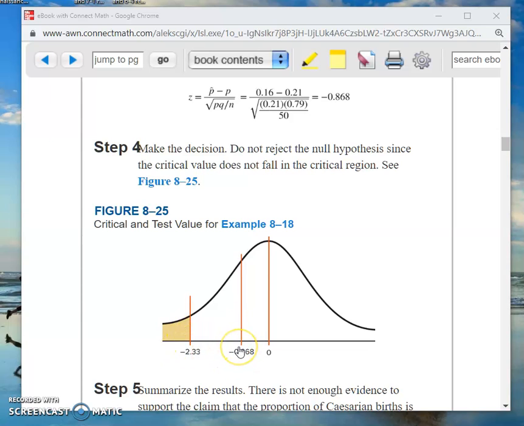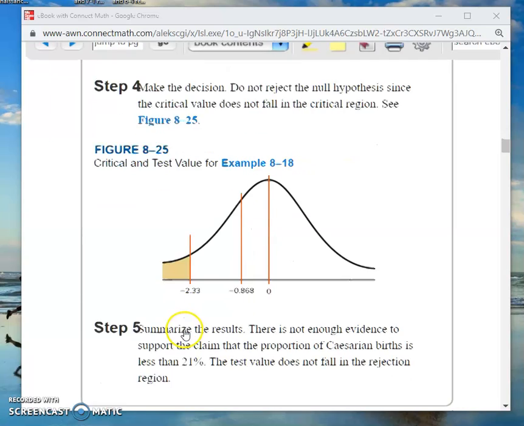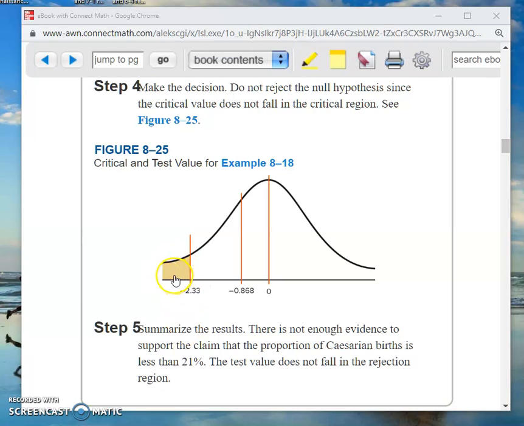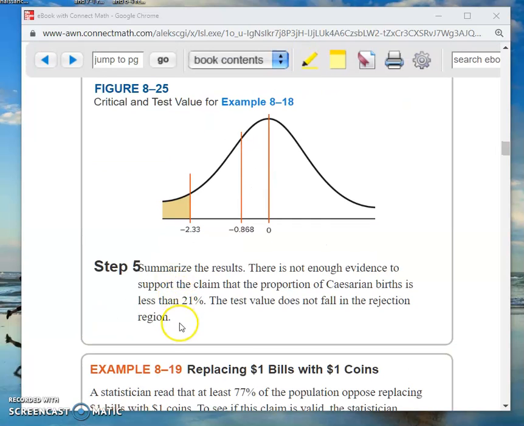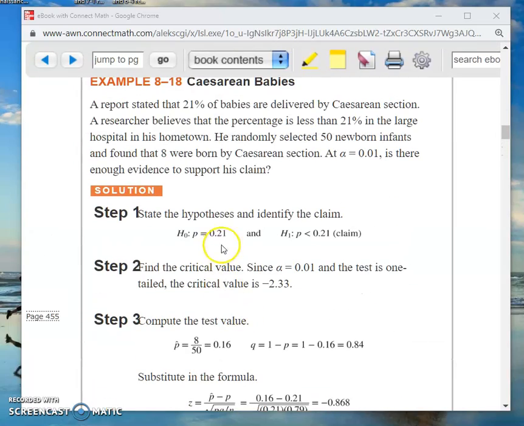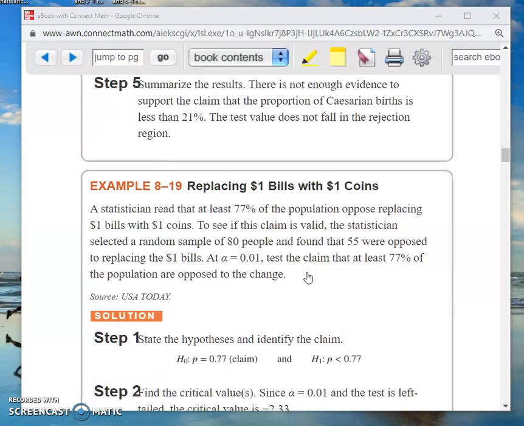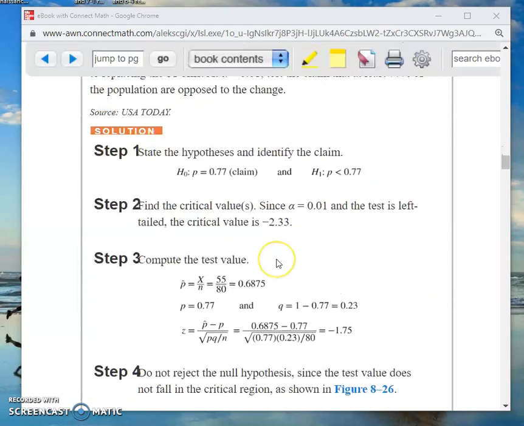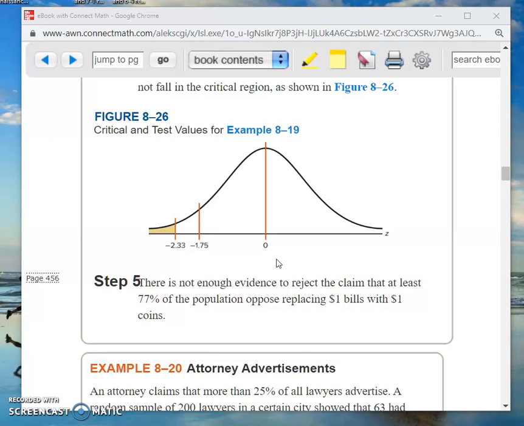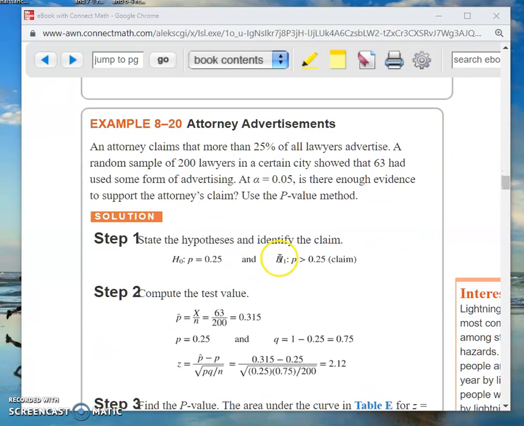The test value does not exceed, doesn't go past the critical value, is not in the rejection region. So we say there is not enough evidence to support the claim that the proportion is less than 21%. We do not reject the null hypothesis. So that's all we can say. All we can say is we're not going to reject the null hypothesis. So I'll let you do the next one, basically the same idea, and then the next one, same idea.